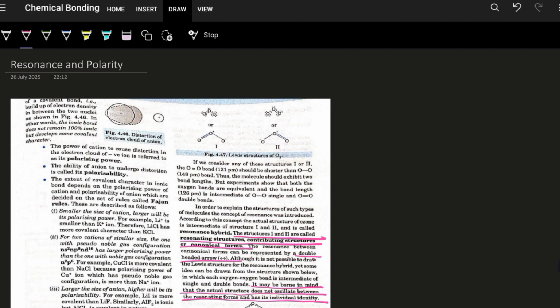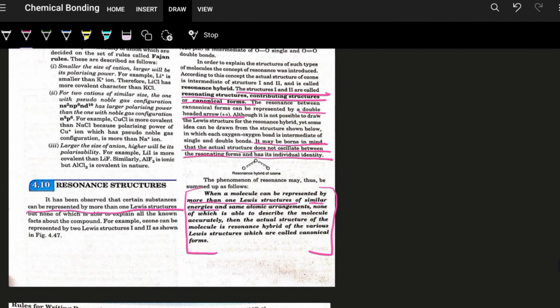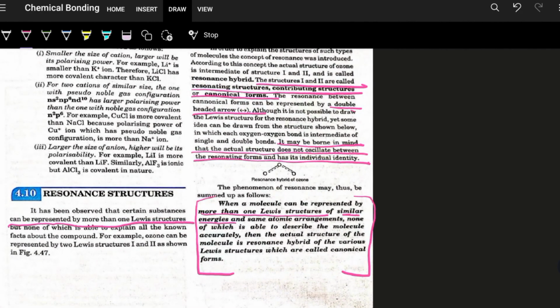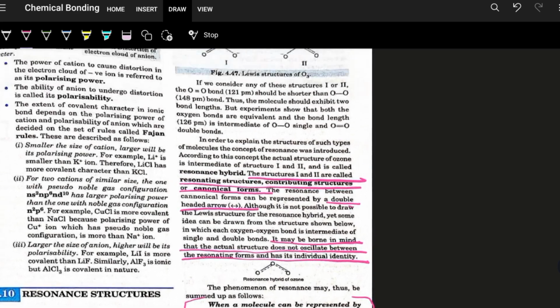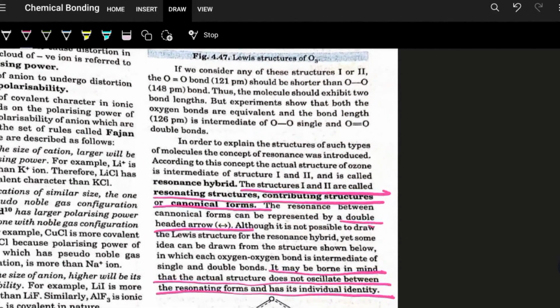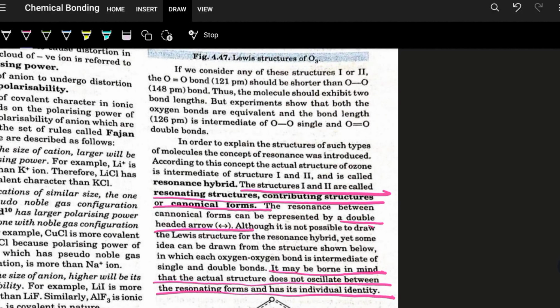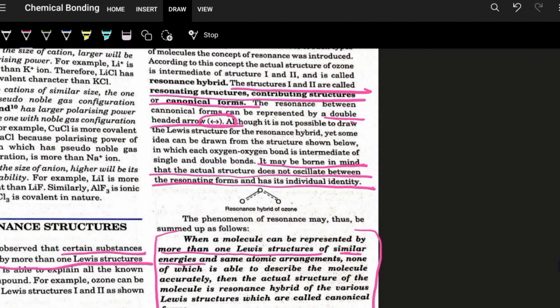In the next leg of our discussion, we can see resonance structures from another study material. There we see that certain substances can be represented by more than one Lewis structure, and these cases where more than one structure is possible are known as resonating structures or canonical forms, and they are represented by this double-headed arrow. It may be borne in mind that the actual structure does not oscillate between the resonating forms and it has its individual identity.